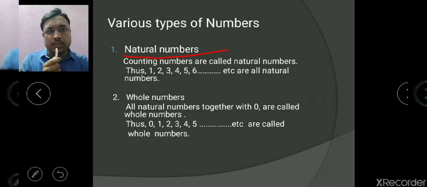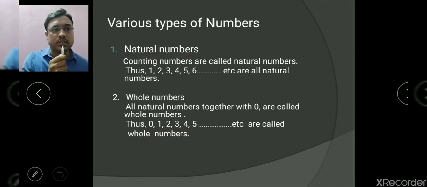Okay, now next we have to understand the whole numbers. Now you can see the definition here. All natural numbers together with 0 are called whole numbers. That means 0 is also included with the natural numbers, then this set of numbers is known as whole numbers. For example, here you can see 0 is included with the natural numbers, 0, 1, 2, 3, 4, 5, dot dot dot. These numbers form the whole numbers.